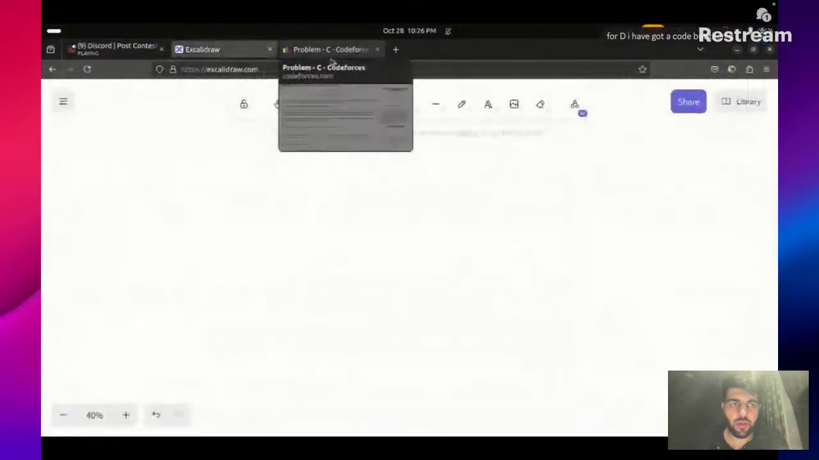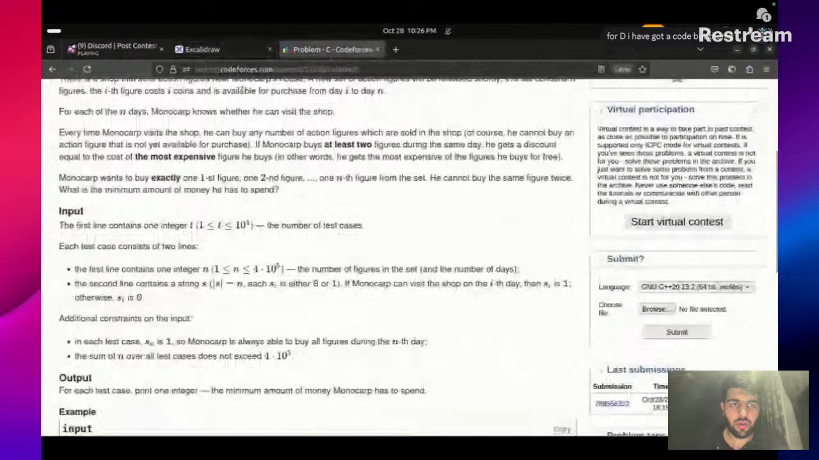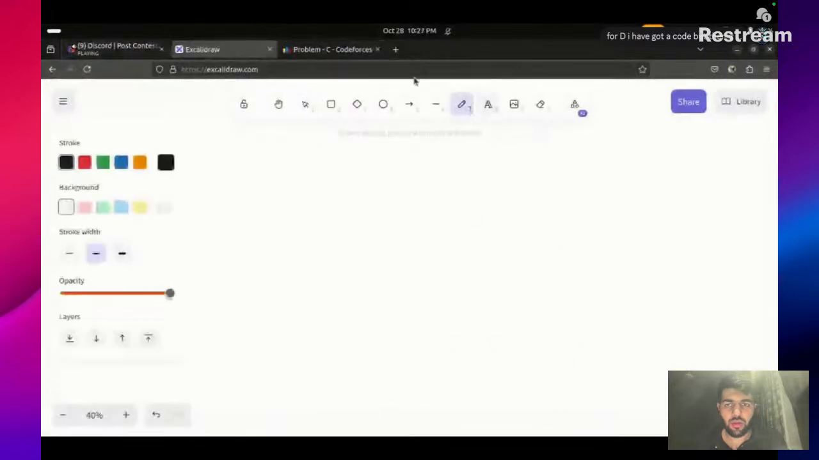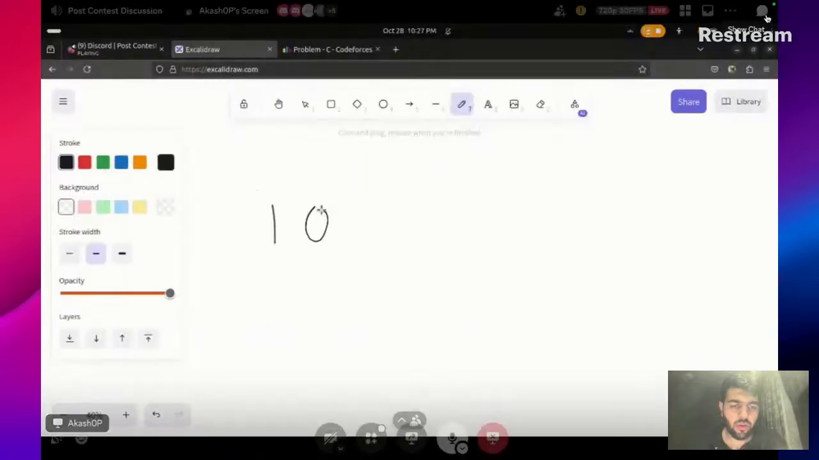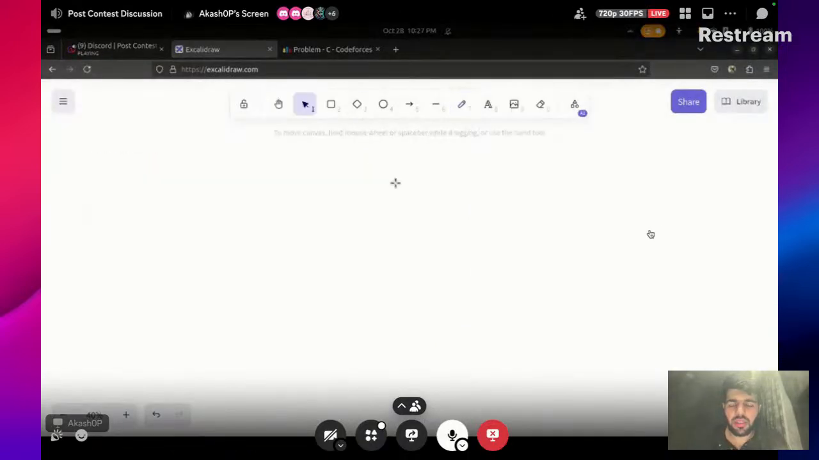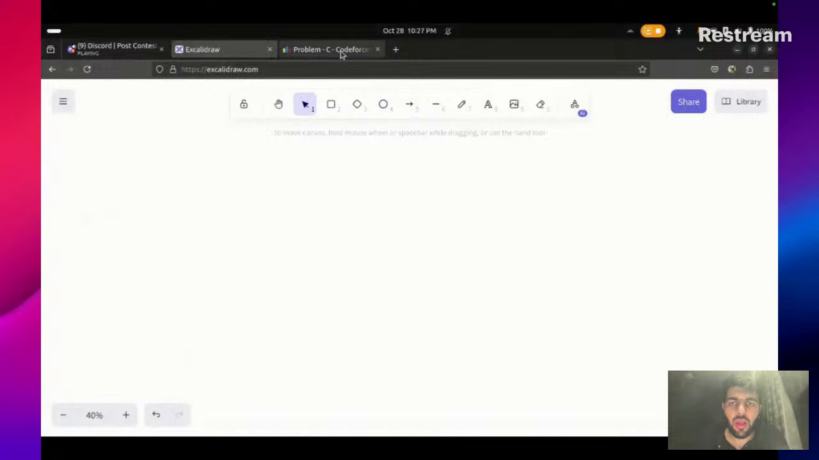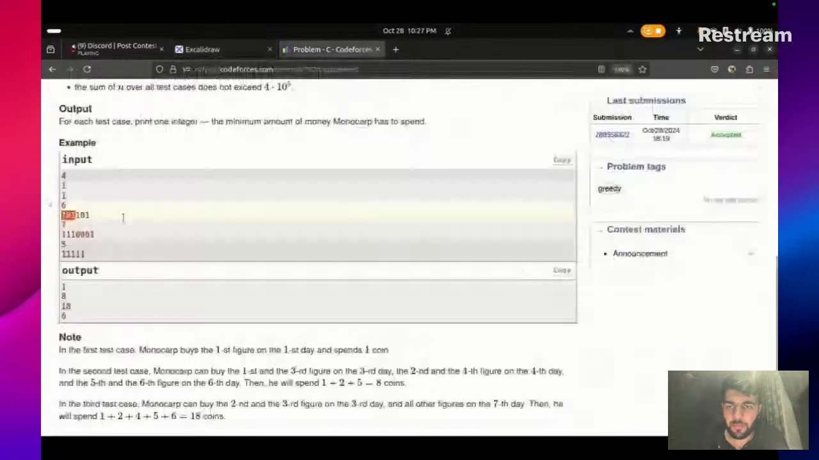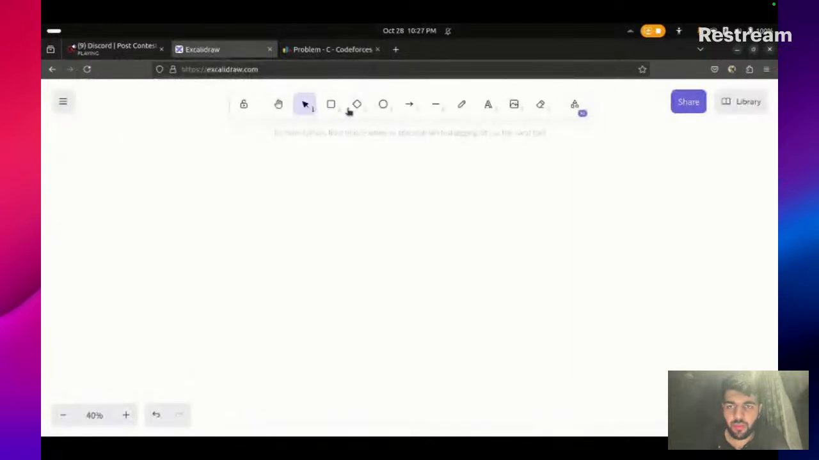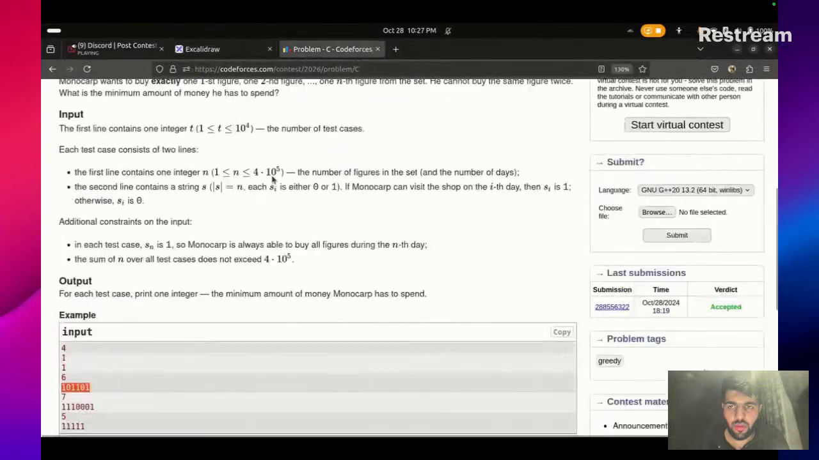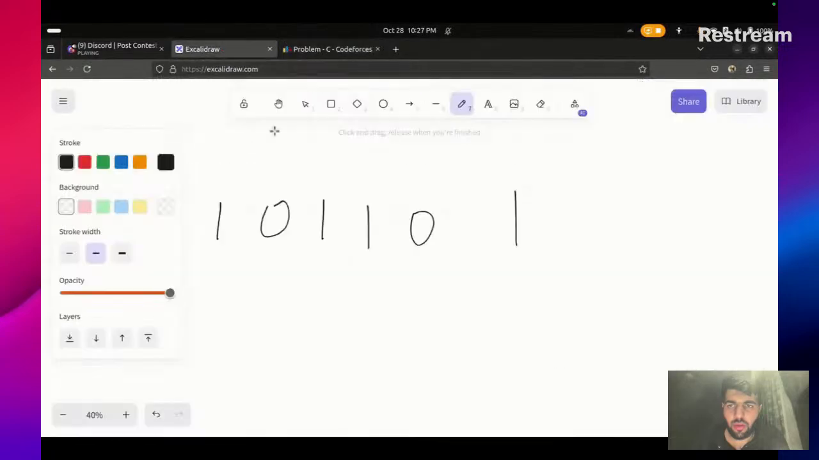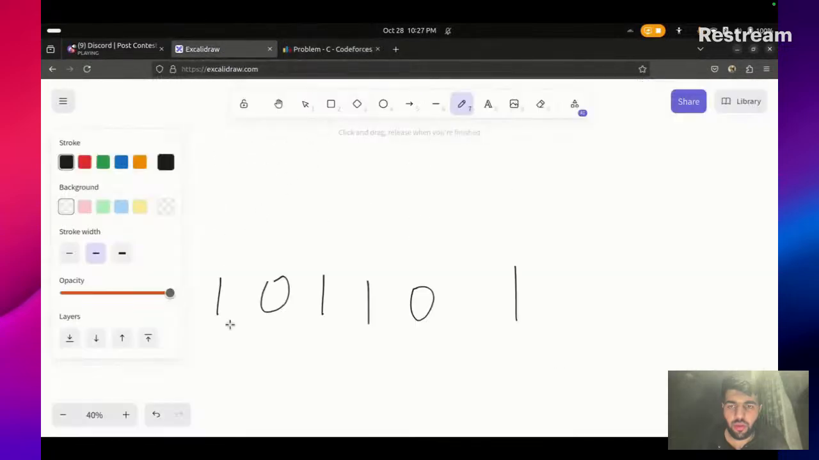What he's trying to say is basically you're given a string. Binary string, which contains only 0 and 1. Let's take the second example, which is really good. This one, 101101. There's a guy, Monocarp.